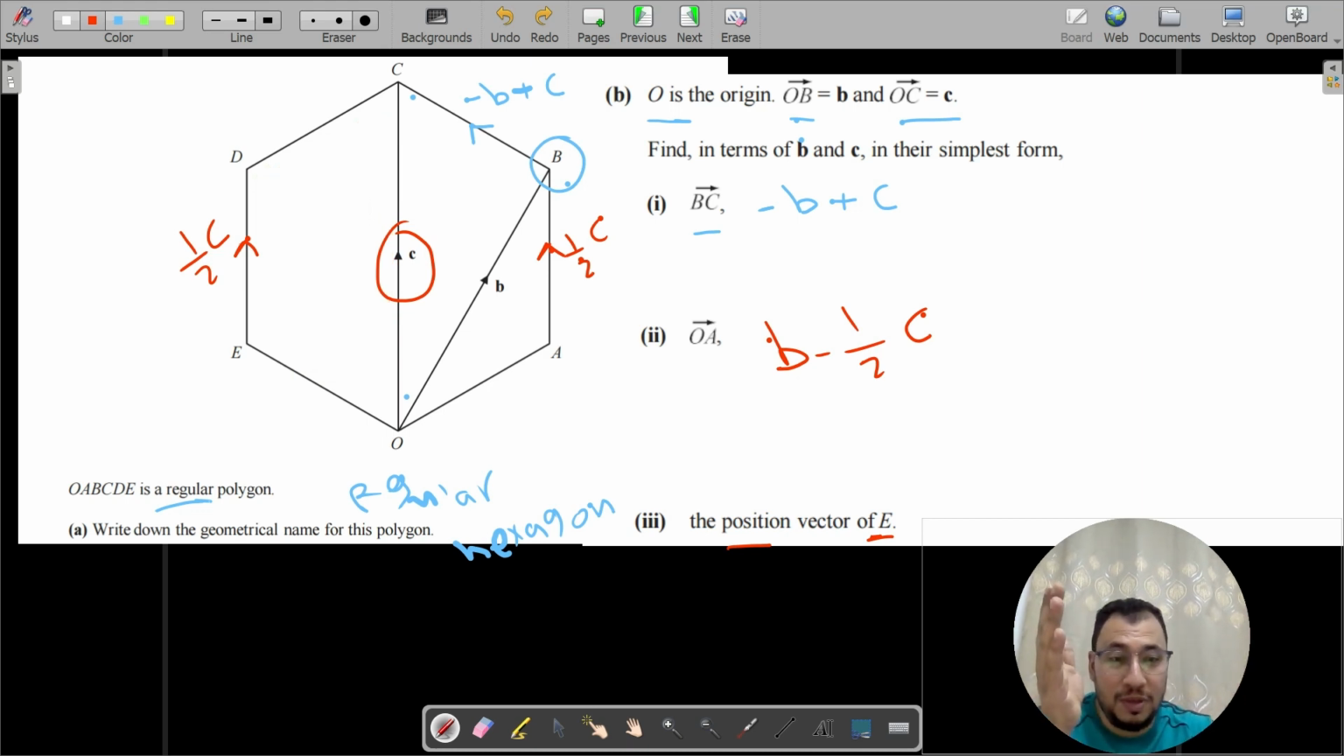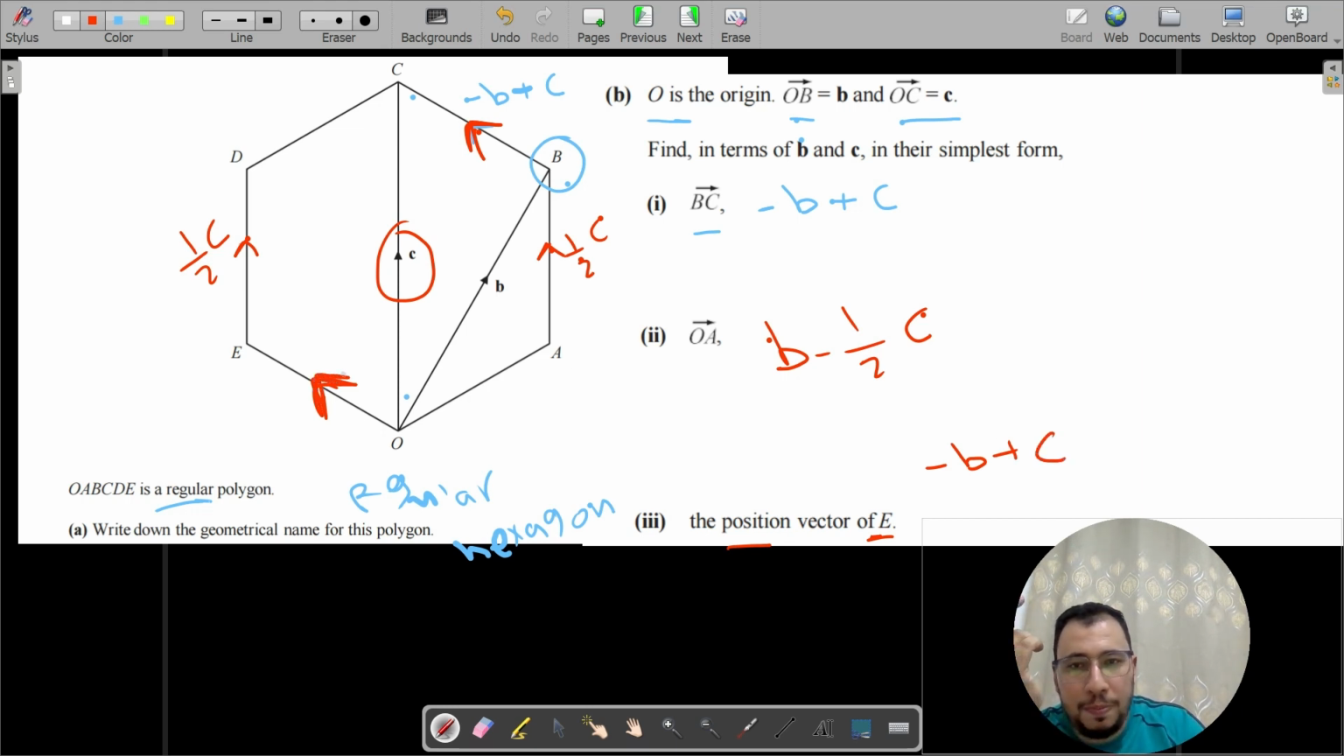Parallel lines, as I mentioned, have the same vector. And if it's regular, it is the exact same vector, not just a fraction of it. OE here is parallel to BC. OE is parallel to what? To BC. So what are we going to do now? Simply, they are the exact same thing, which is negative B plus C.